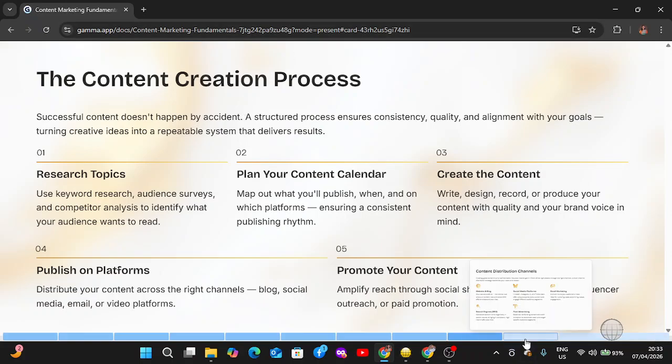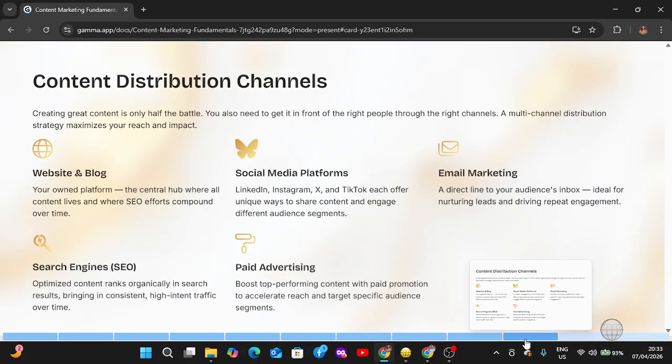So you can go and watch them and use them. The next thing we have is the content distribution channels. Number one, we have a website and blog, which are personally owned or business owned platforms, where all content lives and where SEO efforts compound over time. Next is what we call social media platforms, where we have LinkedIn, Instagram, X, Facebook, and TikTok, which we use to engage and share content with different audience segments.